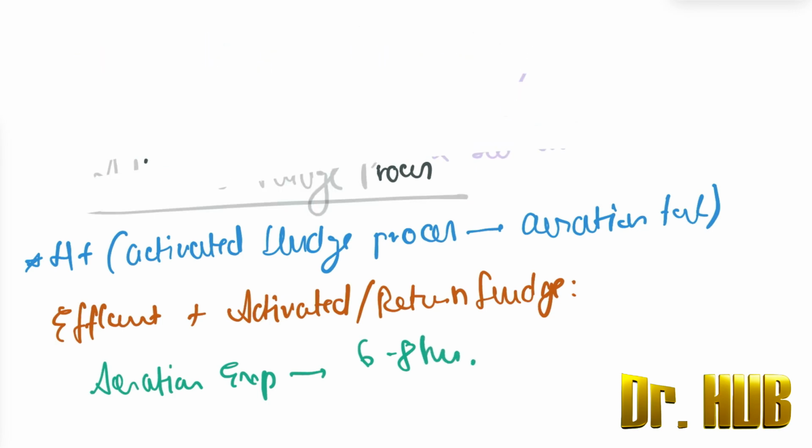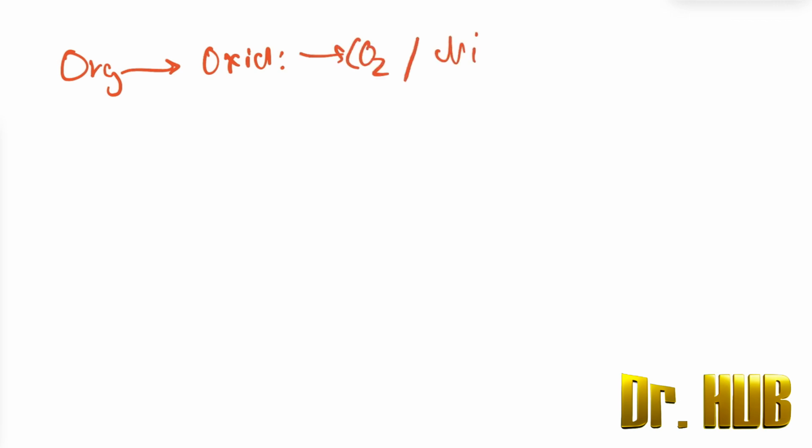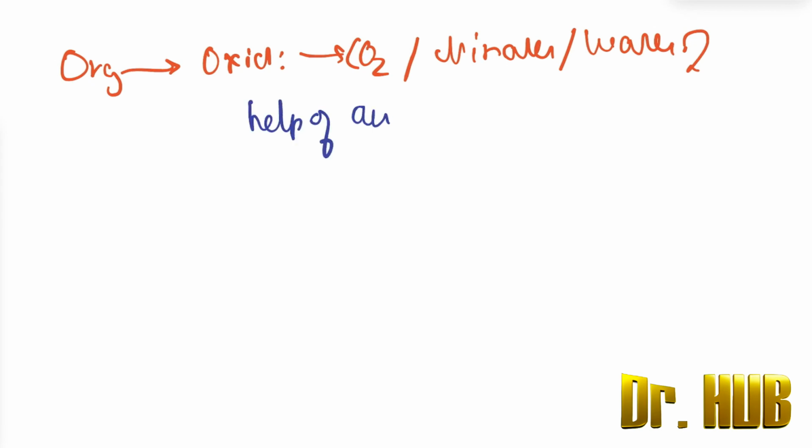Next, during aeration, organic matter is oxidized into carbon dioxide as well as nitrates and water, with the help of aerobic bacteria in the activated sludge.